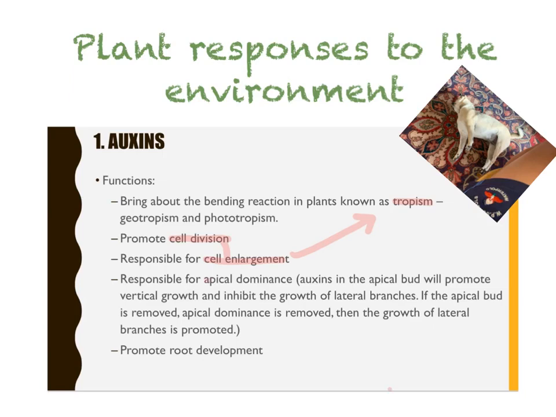Then there is apical dominance. You might remember the apical bud from grade 10. The apical bud is the part of the plant that is responsible for the upward growth. It's found at the tip of the stem or at the tip of a root, and it's responsible for the growth in height of a plant. So the auxins will promote vertical growth and inhibit the growth of lateral branches, which is why, if you have someone in your family who is into gardening, if you don't prune your rose bush, for example, so when I say prune, you normally cut off the tallest part of the plant. You cut off that apical bud.